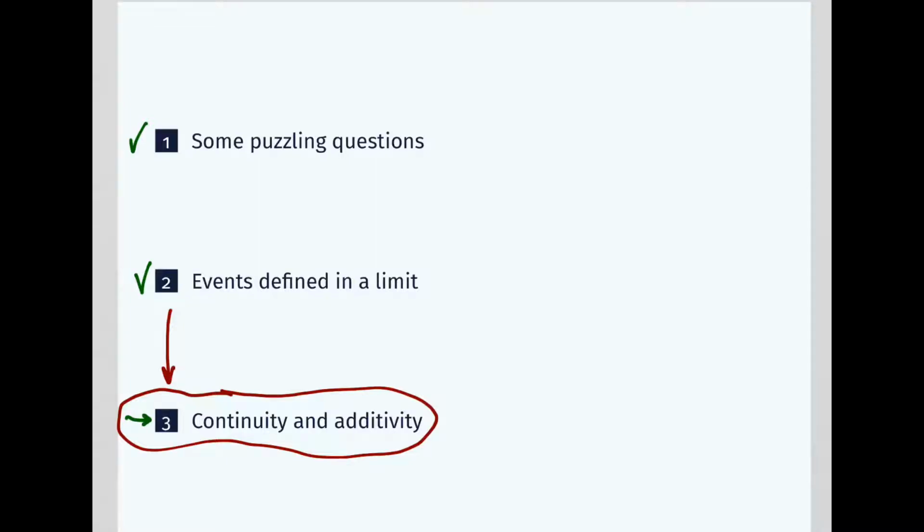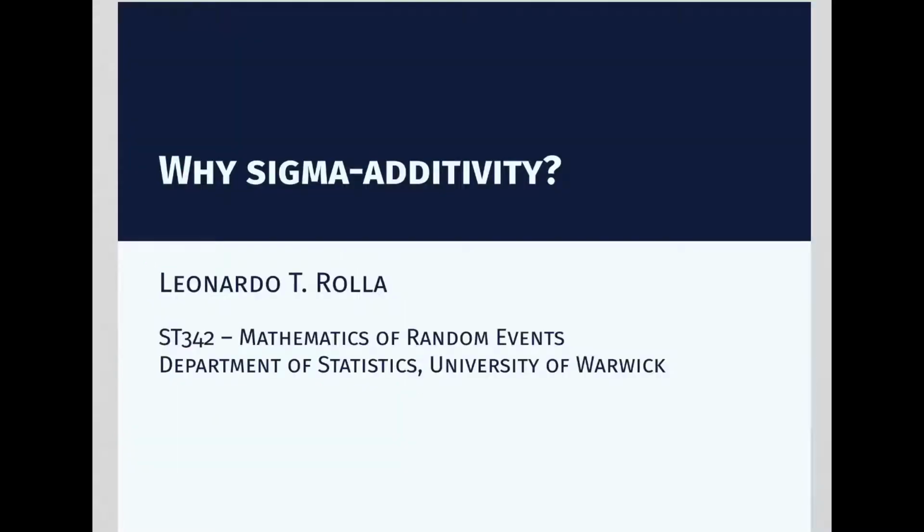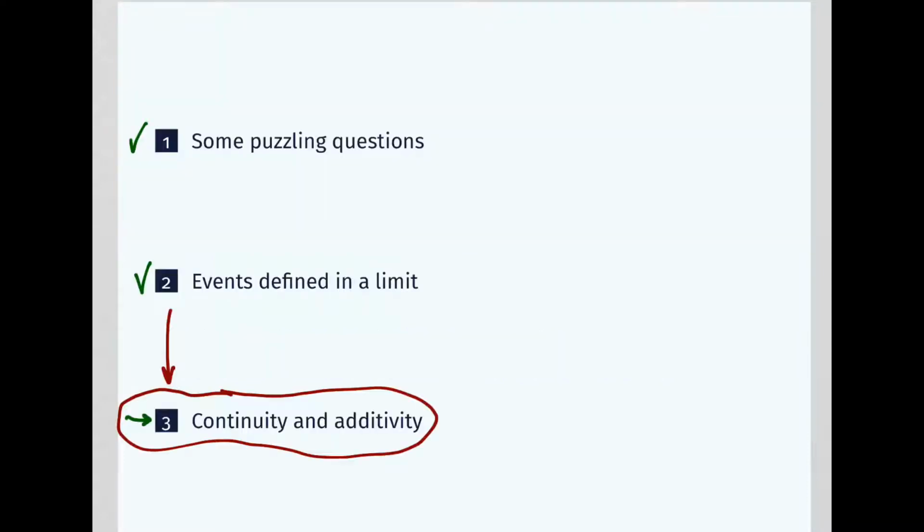This is a continuation of the previous video. Recall that this collection of videos is called Why Do We Want Sigma Additivity So Badly? And to answer that question, why do we want additivity? Well, first we want additivity in itself, but because it's related to continuity. And as we have just seen in the previous video, there are many interesting events that are defined in a limit.